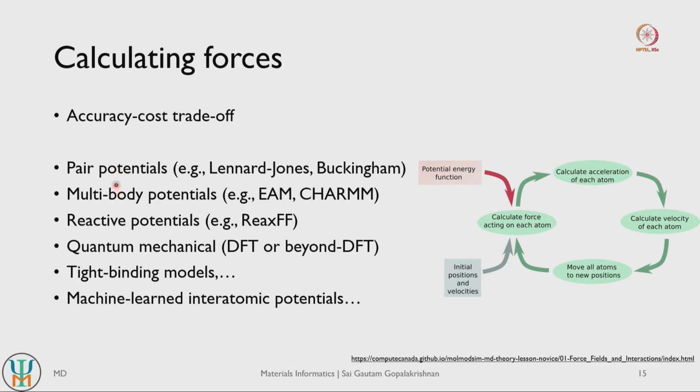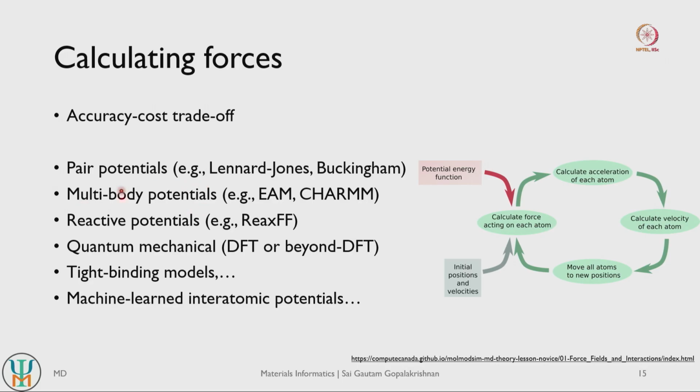In terms of force fields there are actually various types. So as you go down up to quantum mechanical, you are actually increasing in the complexity, and also increasing in the accuracy. So pair potentials are some of the simplest force fields that you can come across. Lennard-Jones is a very famous force field. There are also Buckingham potentials. We look at how the Lennard-Jones potential looks like in the following slides.